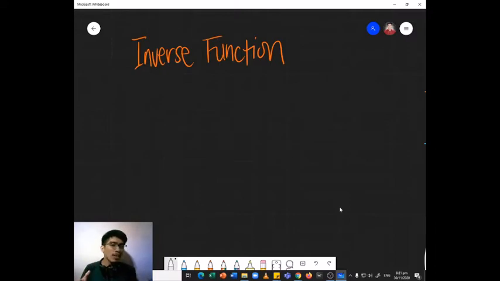In this video, we will be talking about the inverse of the function. We will be learning how the inverse function works. The inverse function is related to the typical function that we've learned before. But before we go deeper into the definition of the inverse function, let's have a review of the typical function that we used.